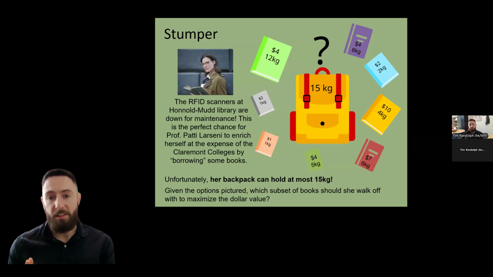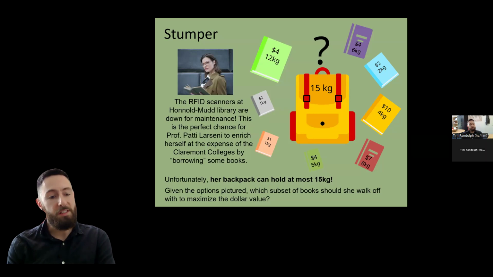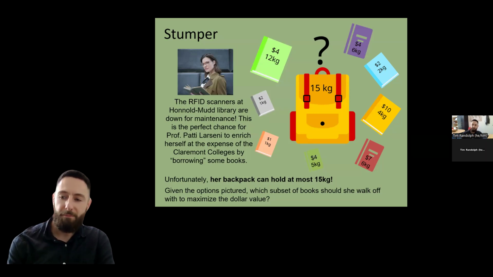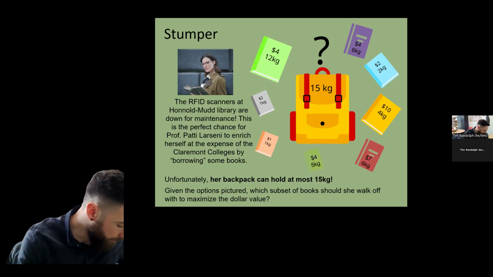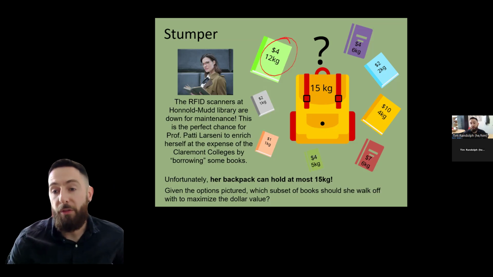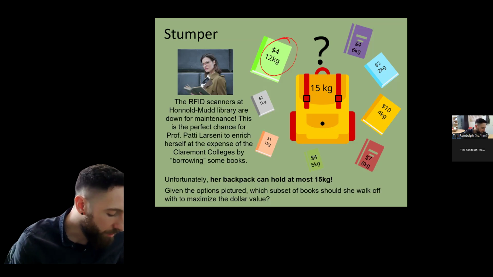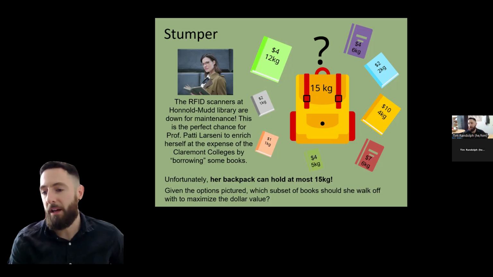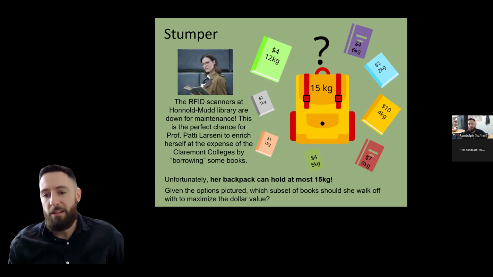So, for starters, our stumper. This here is our friend, Professor Patty Larceny. She's trying to steal books from the Claremont College's library. Every book has both a weight and a monetary value. She's trying to get the greatest possible total monetary value while staying within a 15 kilogram weight limit. That is, she can only put at most 15 kilograms of books in her backpack. So if you want to think about this, pause the video. In a couple of seconds, I will jump forward and show off the answer.